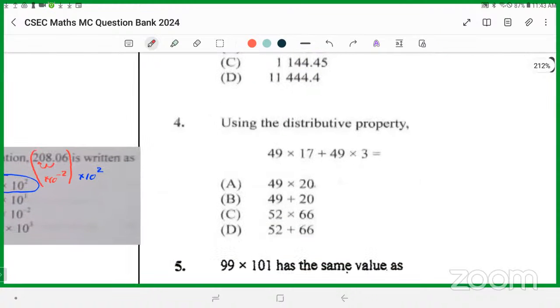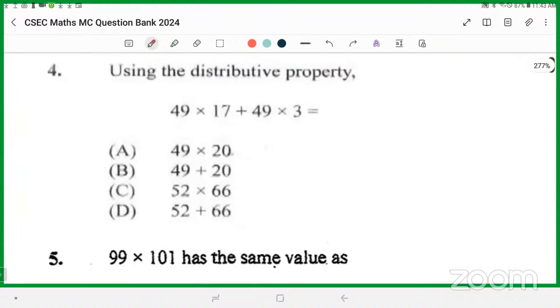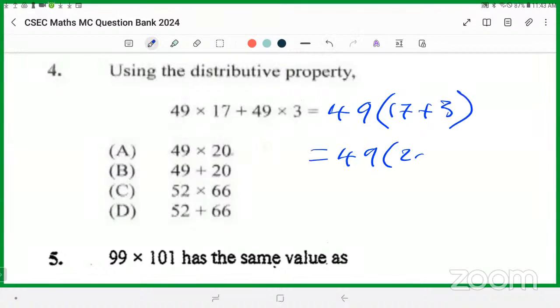All right. This one now, the distributive law has to do with factorization and expansion. Look at it that way. They have factorized this into one of these. Which one is it? If I factorize a 49 out of these two terms, I'm going to have the 17 from here plus the 3 from here. So it becomes 49 times 20, the first one. That's it. Simple as that.